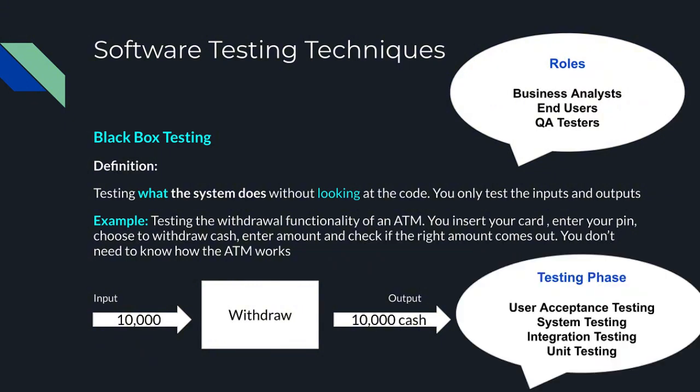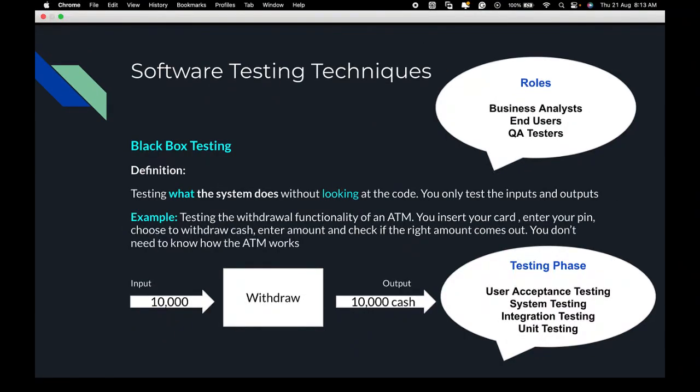So at what phase can we use this type of testing technique? We can use it at the level of unit testing, that is testing functions. We do not understand how they process their logic. Testing at the level of integration, system testing, and also user acceptance testing.